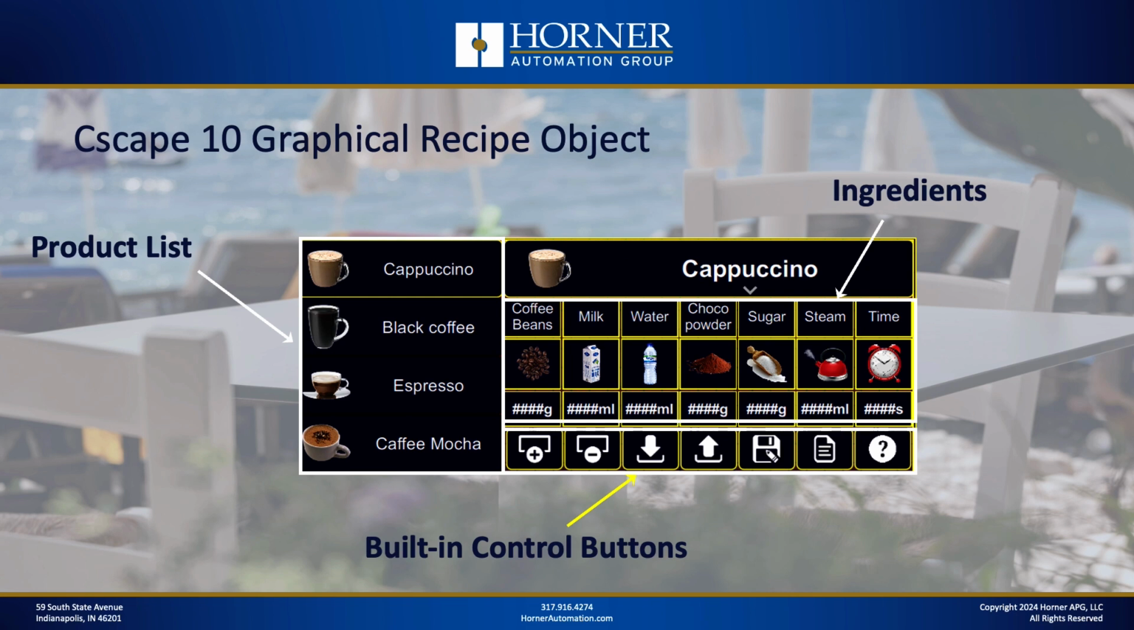There are three main areas of the graphical recipe object. On the left-hand side is where the product list is displayed for the operator to make his selection. In the right middle is where you find all the ingredients, which of course are the process variables that are manipulated to create different products. And at the bottom right, you'll see all the built-in control buttons that are available to the operator depending on specifically the functionality that the system designer wants the operator to have.